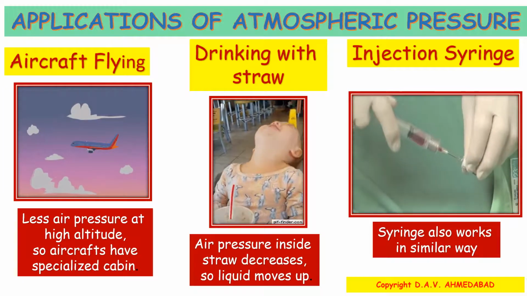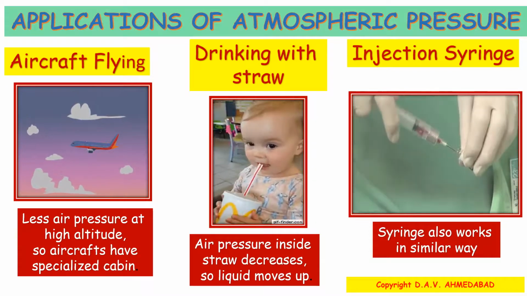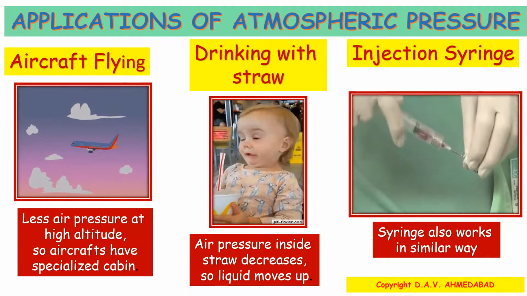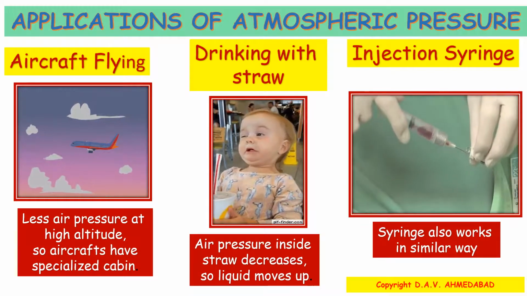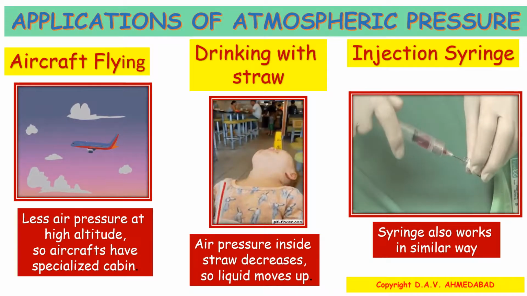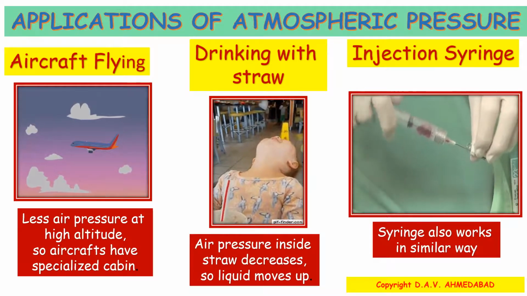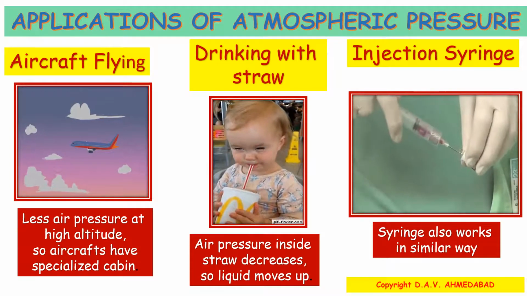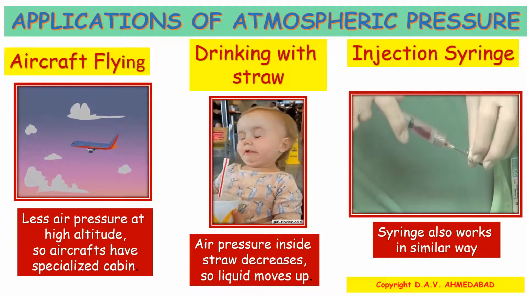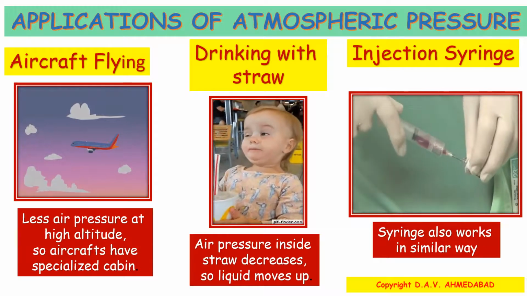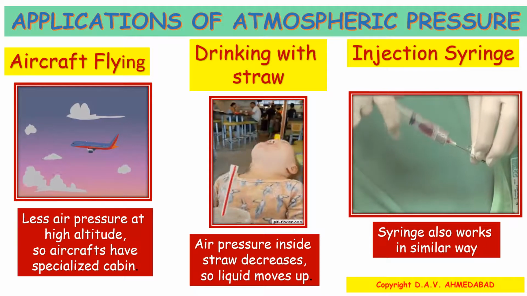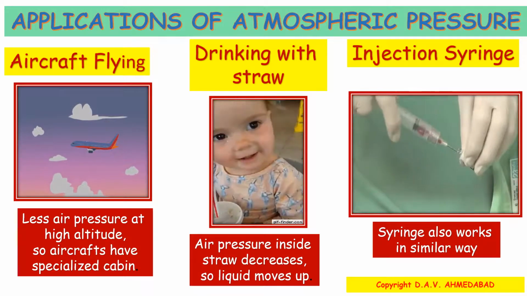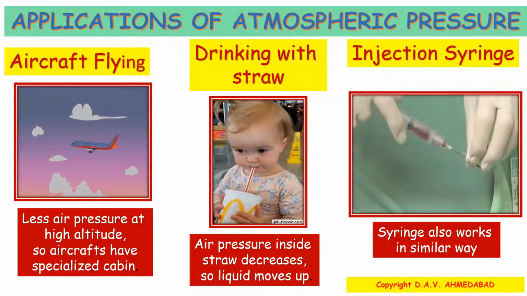When we drink liquid with a straw, the air pressure inside the straw decreases due to our sucking. The air pressure acting on the surface of the liquid then becomes greater than the pressure inside the straw. This forces the liquid to move up inside the straw. The syringe also works in a similar way. So these three are the applications of atmospheric pressure in our day-to-day life.